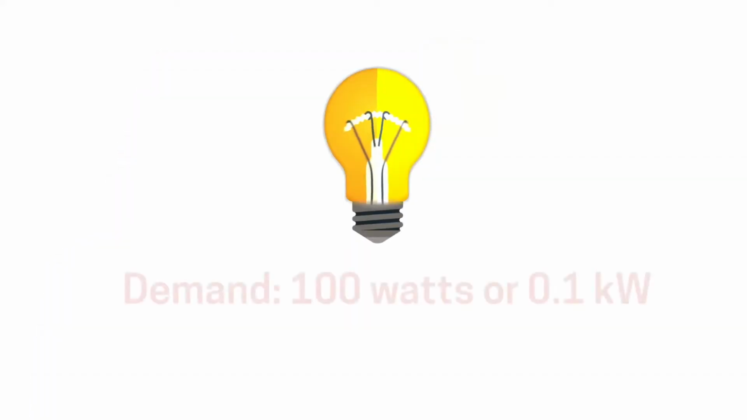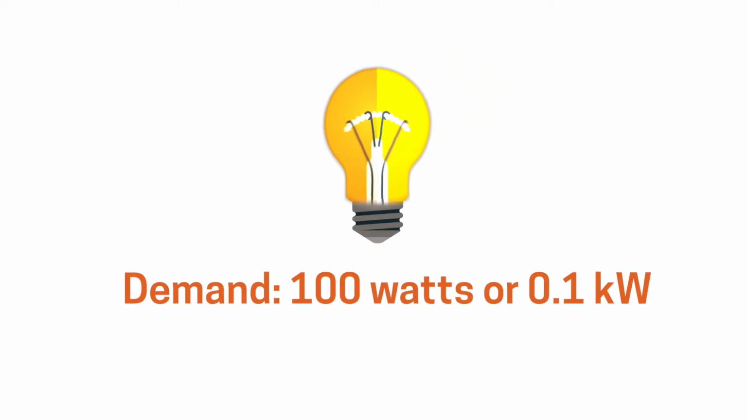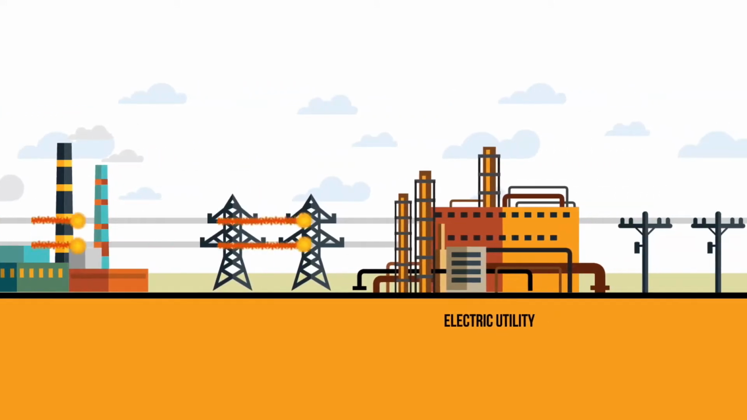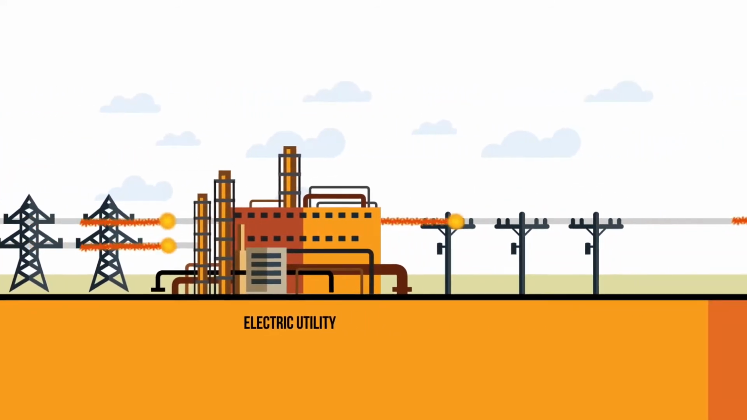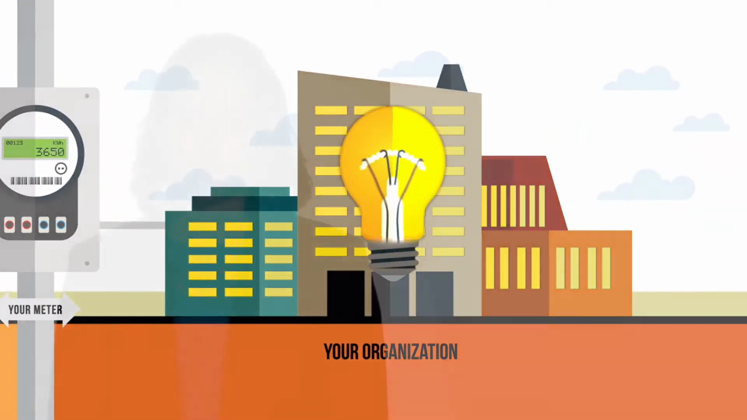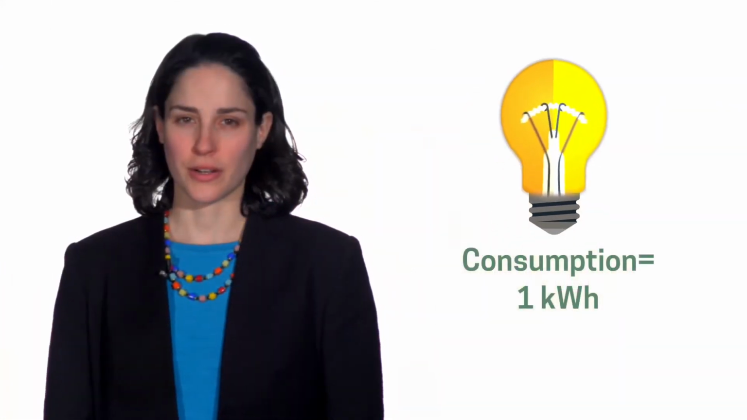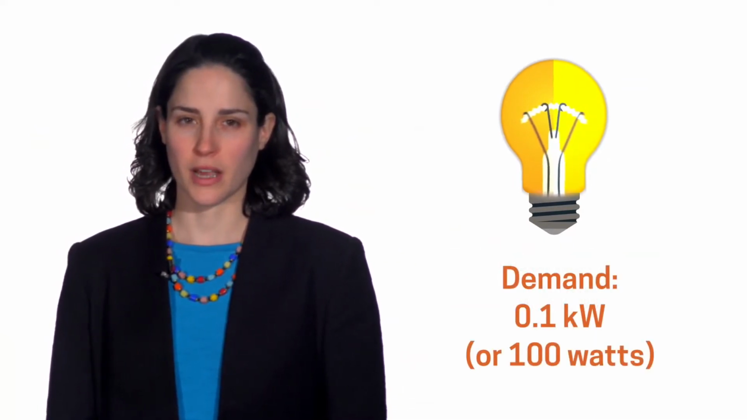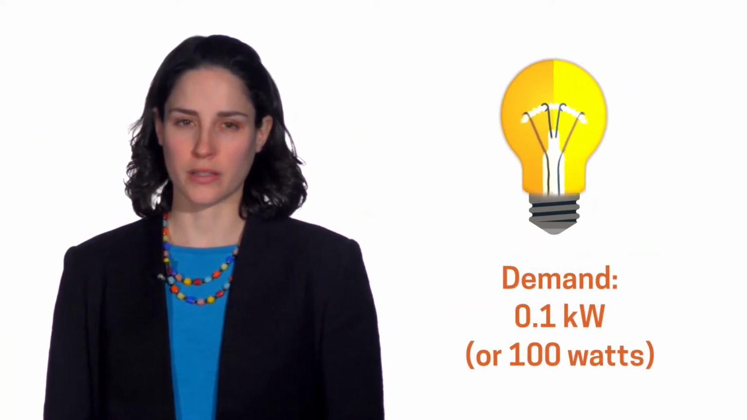When this single 100-watt light bulb is turned on, it will demand 100 watts or 0.1 kilowatts of power from the utility in order to function. No matter how long the light bulb is turned on, the bulb's demand remains constant. The utility must be ready to deliver that 0.1 kilowatts of electricity whenever that bulb is switched on. In this single bulb scenario, our light is on for 10 hours. Our consumption is 1 kilowatt hour of energy, yet our demand remains constant at 0.1 kilowatts.